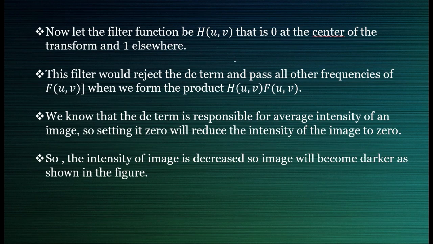Now let the filter function be H(u,v), that is 0 at the center of this transform and 1 elsewhere. It means we will reject only the DC term of the image and pass all other frequencies of the input image. But we know that the DC term is responsible for the average intensity of the image. So setting it to 0 will reduce the intensity of the image. So the resulting image will be like this. It is darker than the input image as the average intensity of the image is 0.